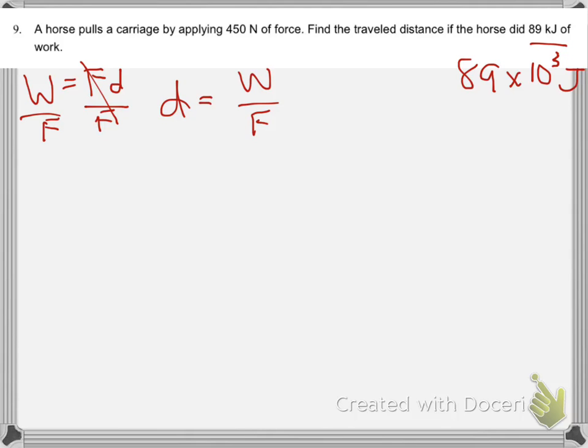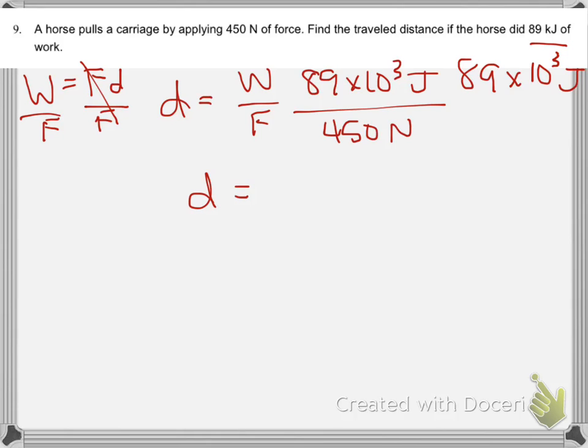We also need to realize that work equals force times distance, and we need to calculate distance. So we need to divide both sides by our force to get distance equals work divided by force. So now that we know our equation, we can plug in. So we have 89 times 10 to the 3rd joules divided by 450 newtons. And when we calculate that, we get a distance of 197.78 meters.